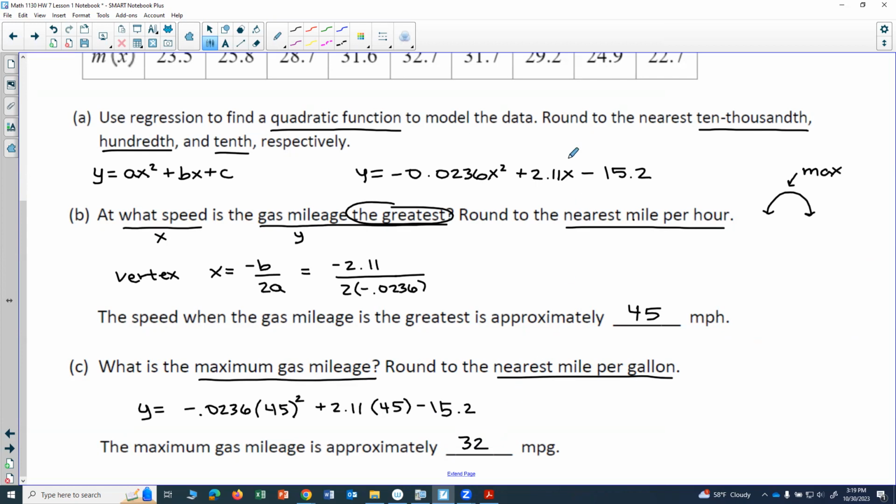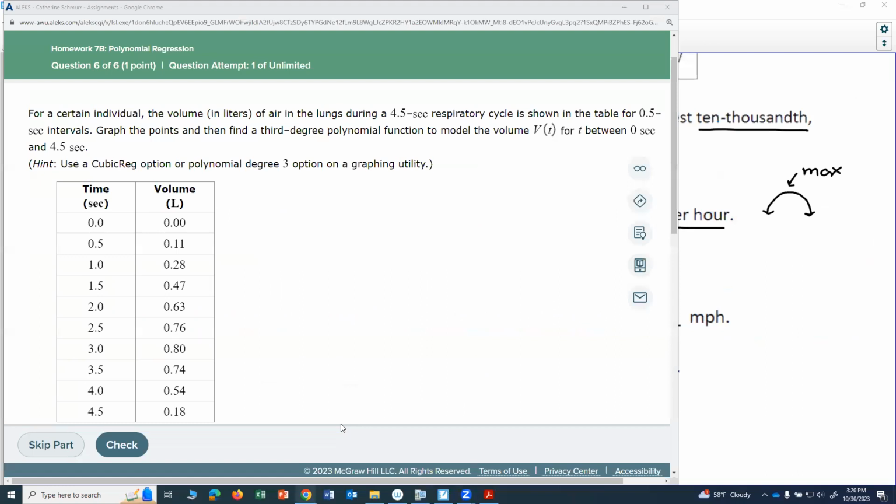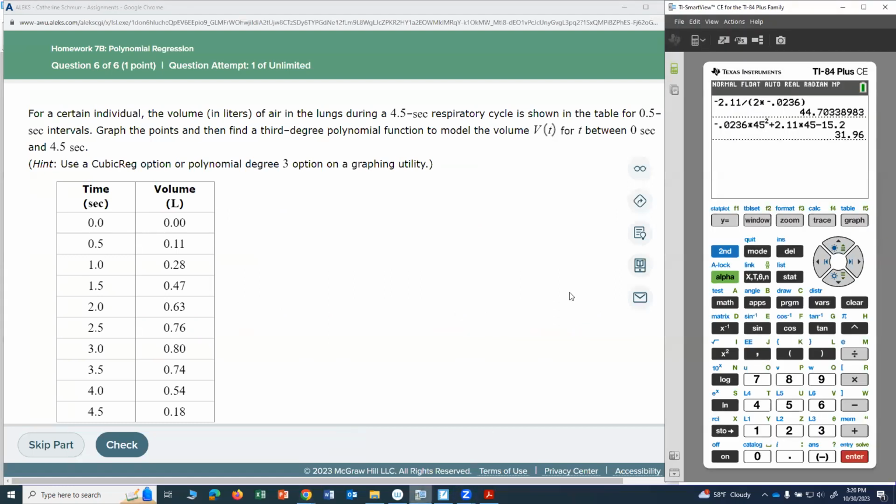All right, so that was the quadratic model. To find a maximum or minimum, you're just using the vertex formula that we've used before. Now let's look at a cubic model. Let me pull this up and clear out what I have so far.